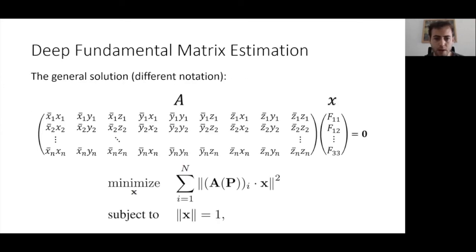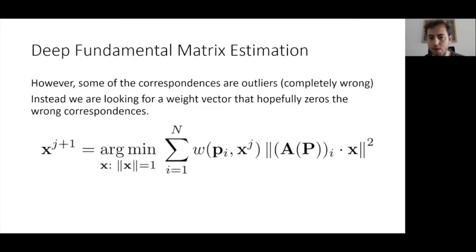Or here, all the 6 numbers that you see in this row are Pi, or P1 in this case. It's just 4 numbers actually, because you don't have to store the 3rd coordinate. So Pi is just the correspondence. Xj is the current estimation of the fundamental matrix, and you have a function to weight a correspondence according to its agreement with the fundamental matrix.